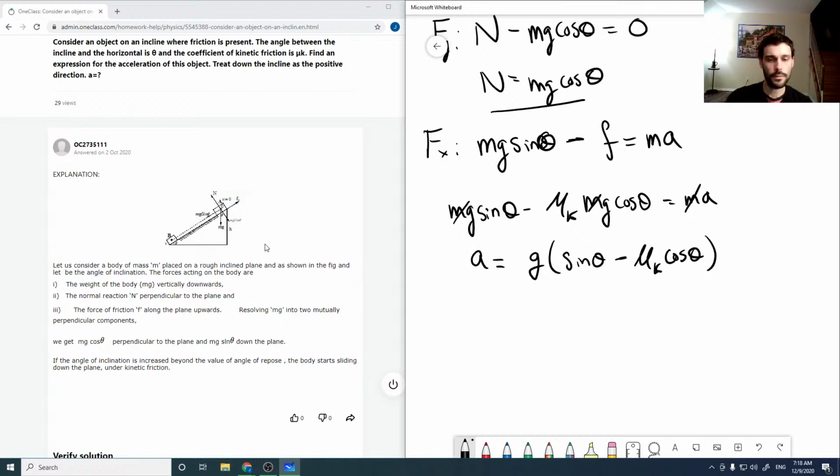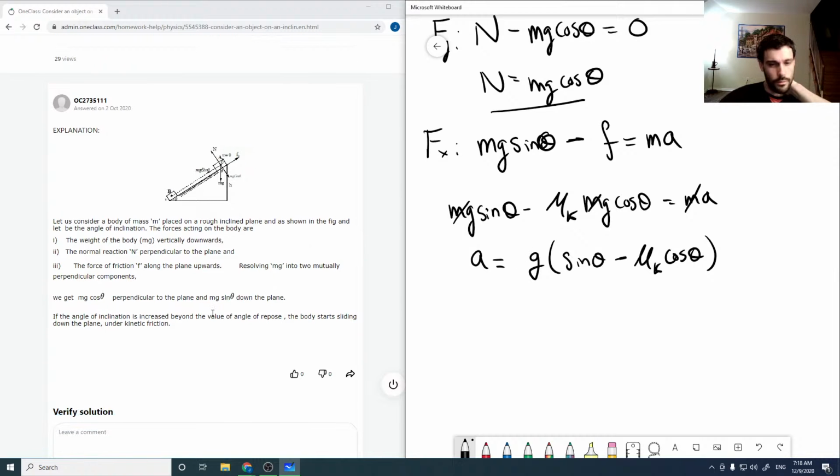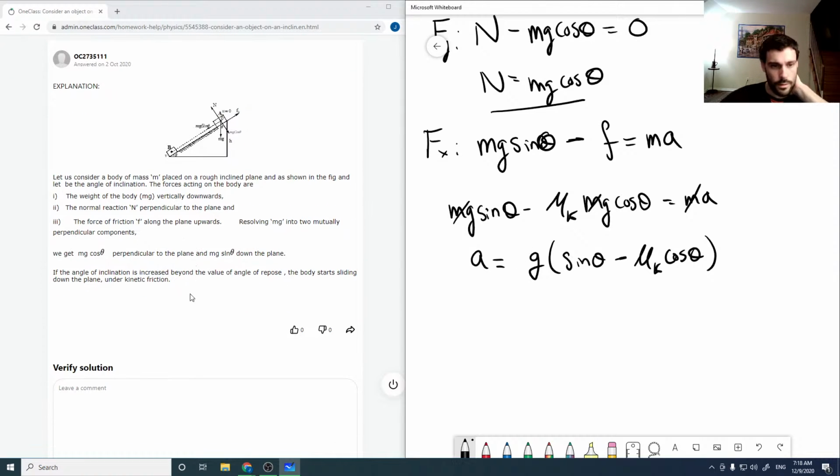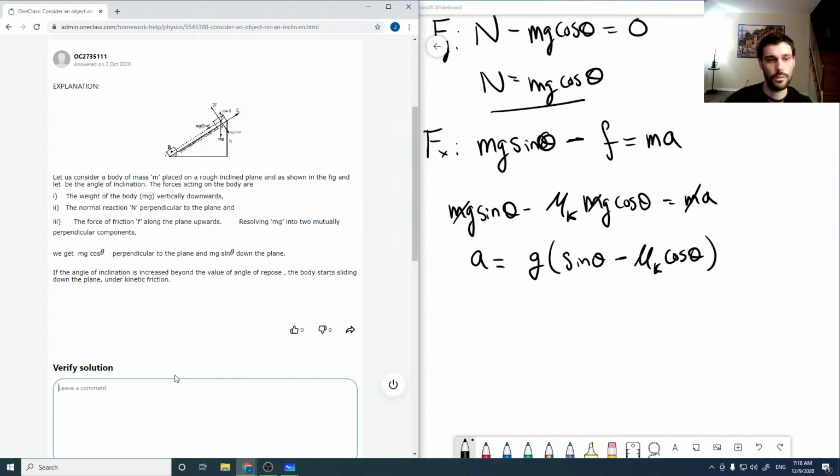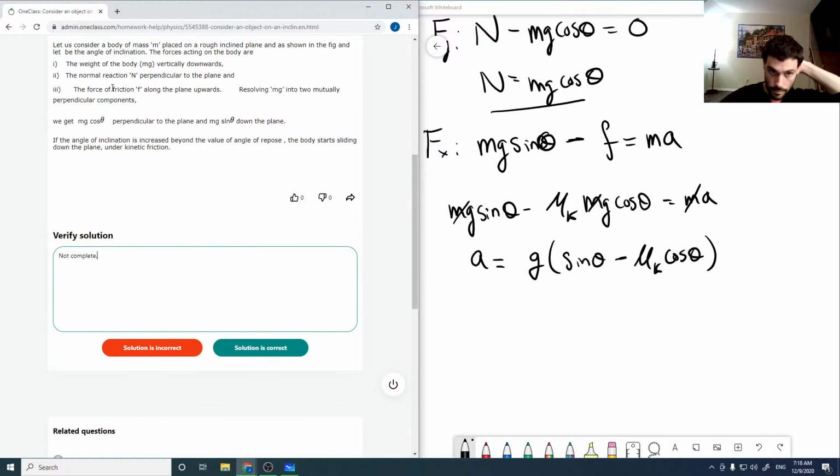Okay, that's not a complete solution, so we can easily get our acceleration by just considering our forces. So this solution is not complete. It does describe some of the stuff I did, but it doesn't in any way solve the question. So I'm just going to say that's incorrect.